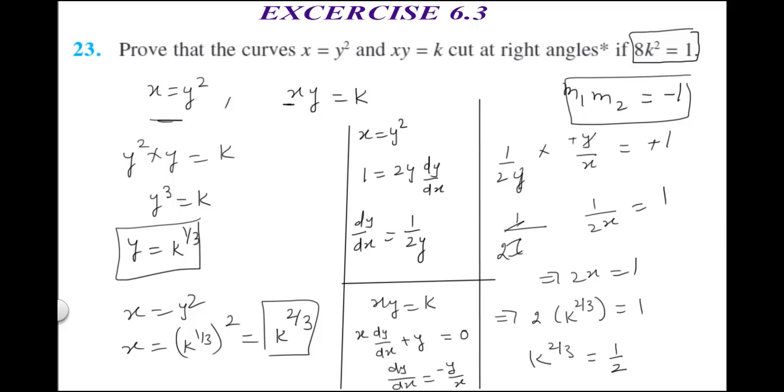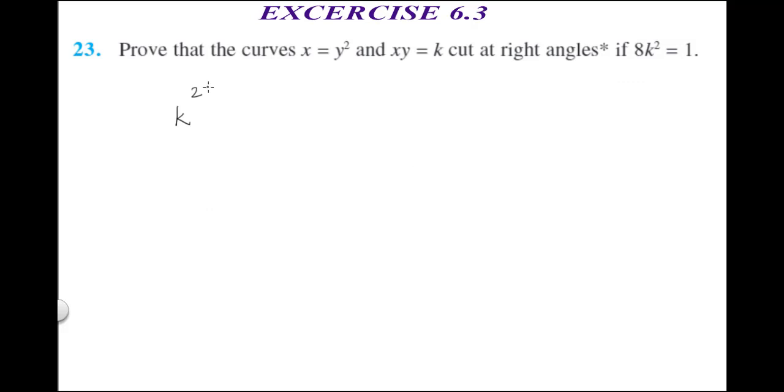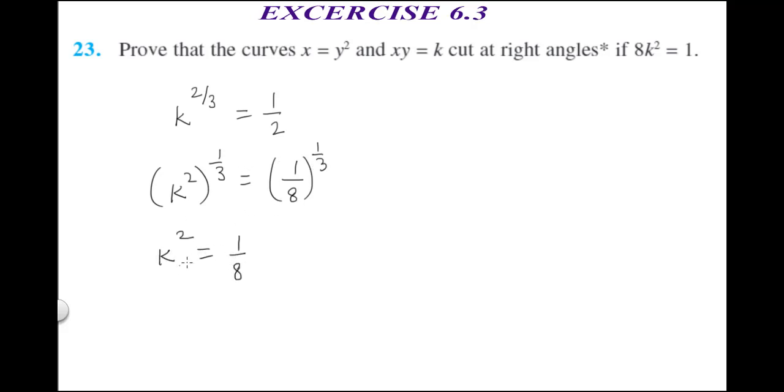I'll just solve it on a separate page. So we are getting k to the power 2 divided by 3 is equal to 1 by 2. Also we can write it as, see, k square whole power is 1 by 3, and this can be written as 1 upon 8 to the power 1 by 3. Then it comes 1 by 8, right? Cube root of 1 by 8 if we take. So if the powers are same, we can compare the bases. We get k square as 1 upon 8. Hence 8k square is equal to 1. And this is the expression they were asking us to bring. These are perpendicular, cutting at right angles, only if 8k square is equal to 1. Hence we have proved that.